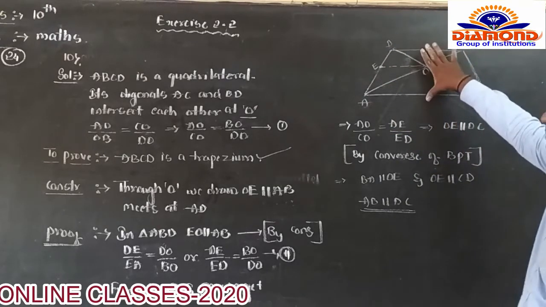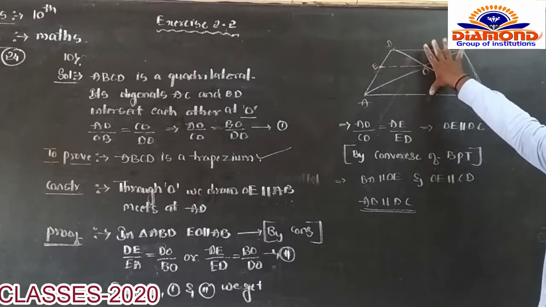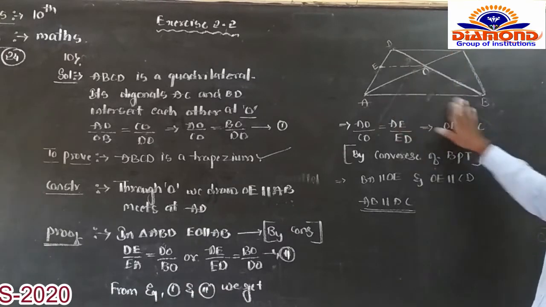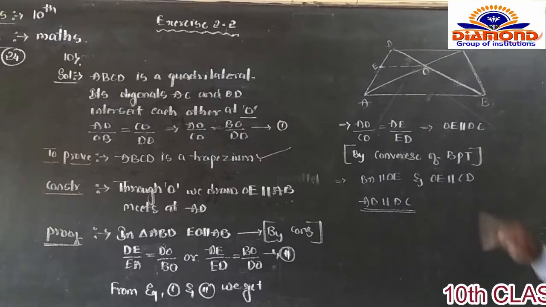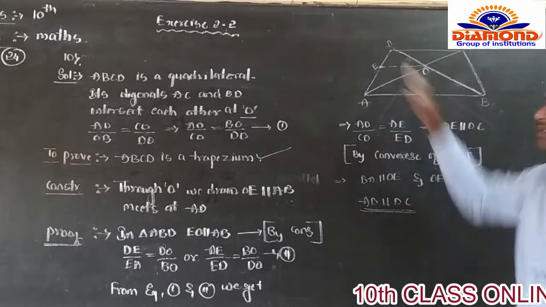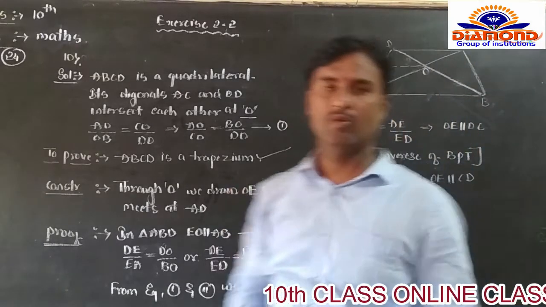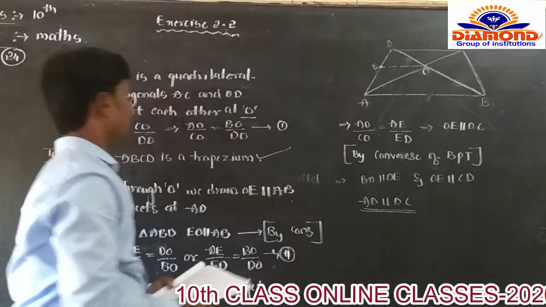In a trapezium, one pair of sides is parallel. So here AB is parallel to CD. Then two sides are parallel, so we can say the given quadrilateral ABCD is a trapezium. Okay? I thought you understood this question.